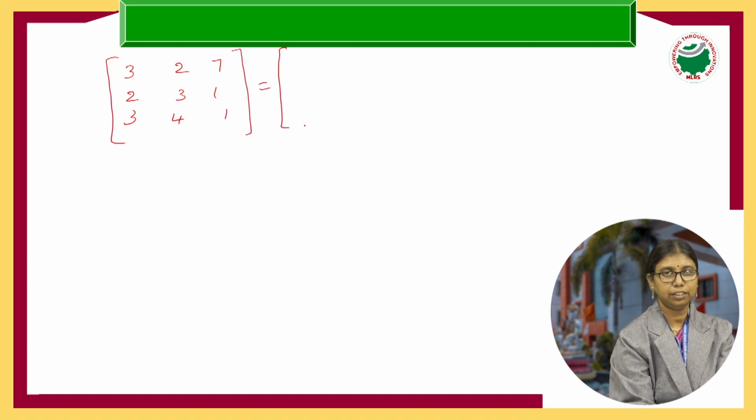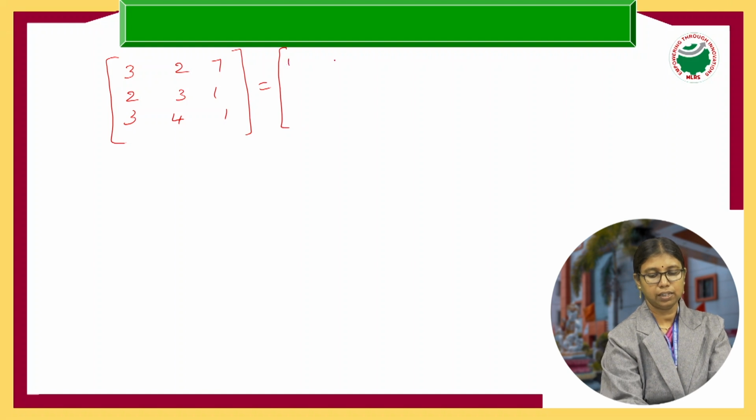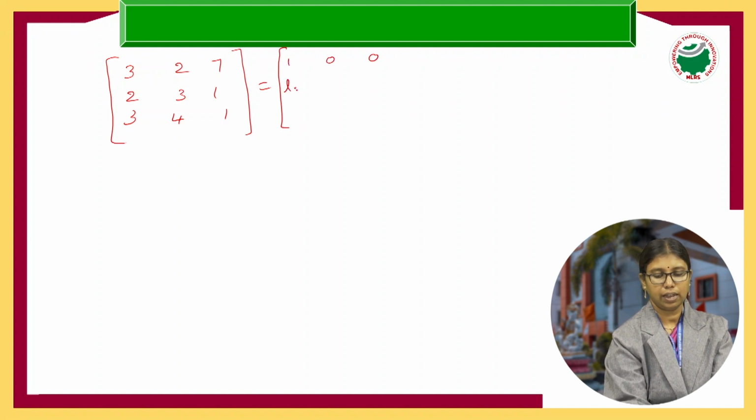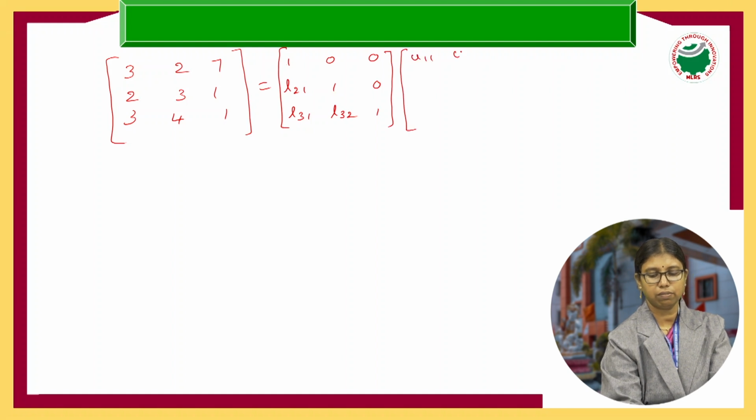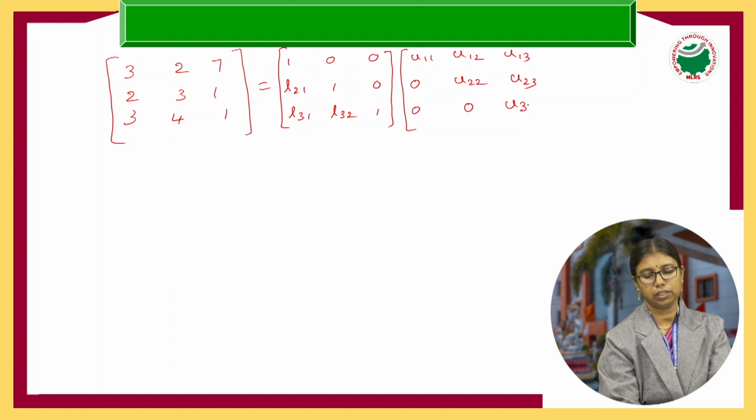Equal to L into U. What is L into U? L is 1, 0, 0, L21, 1, 0, L31, L32, 1, into U, which is U11, U12, U13, 0, U22, U23, 0, 0, U33.